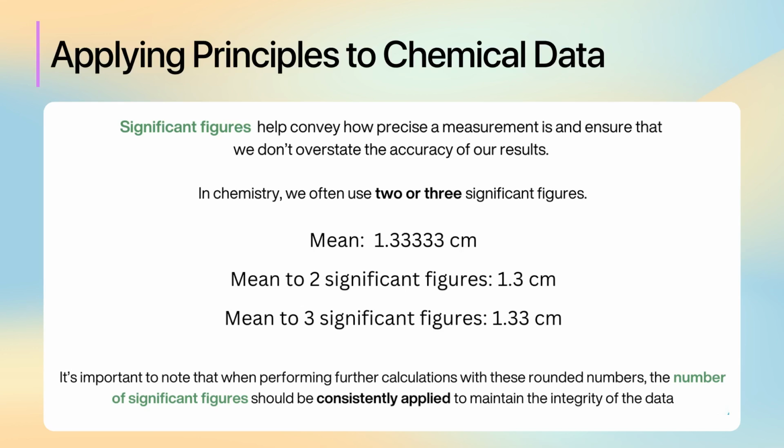It's important to note that when performing further calculations with these rounded numbers, the number of significant figures should be consistently applied to maintain the integrity of the data. Understanding significant figures is elaborated on in the skills section of chemistry. Understanding uncertainty, the importance of taking multiple measurements, and the correct use of significant figures is fundamental to mastering chemical measurement. Let's dive into some GCSE level questions to apply our understanding.